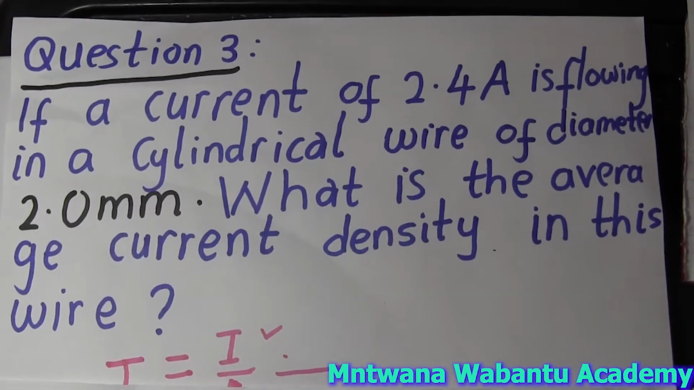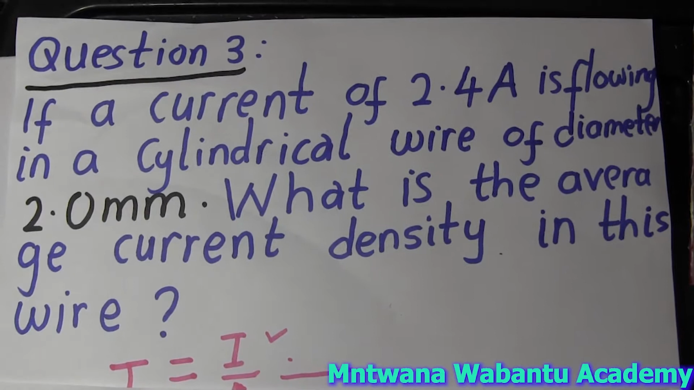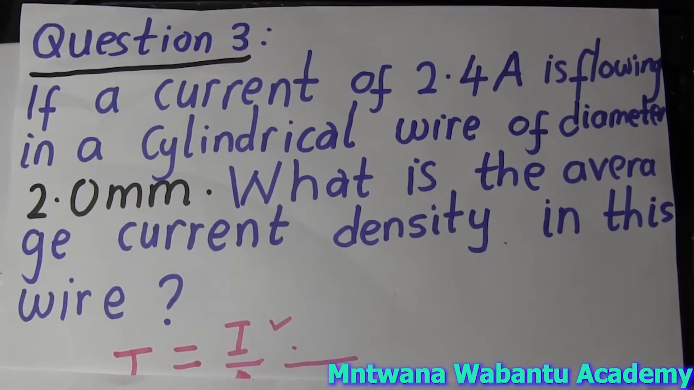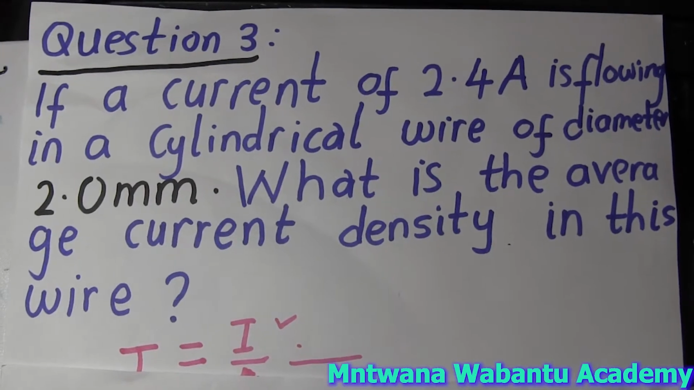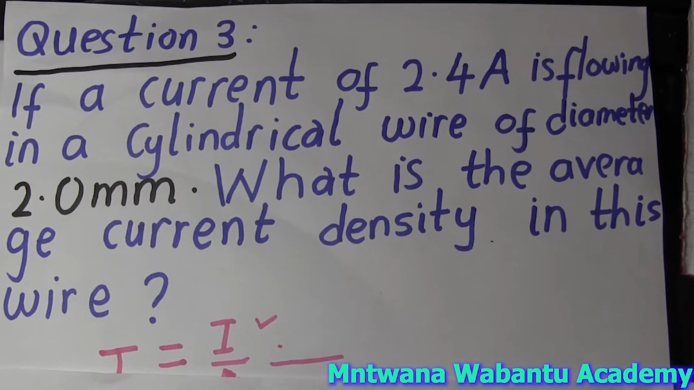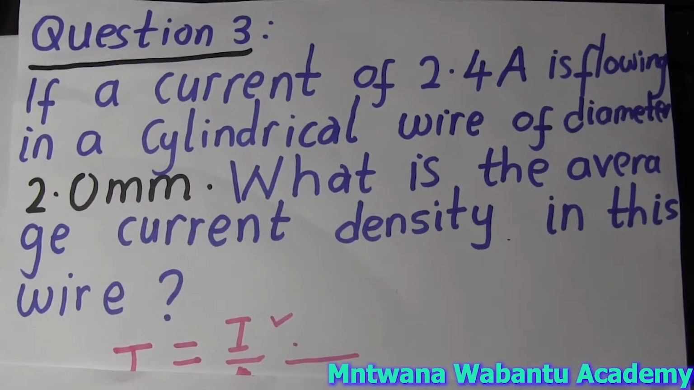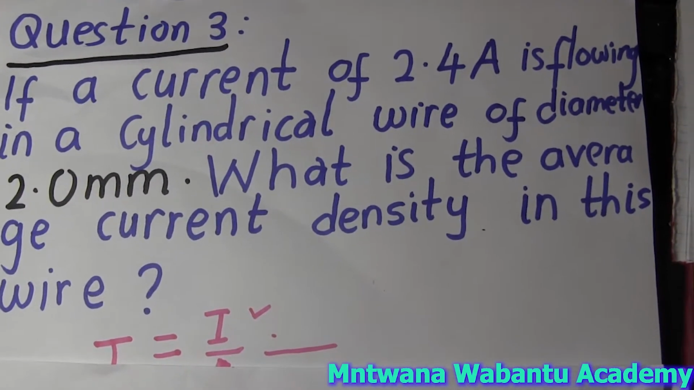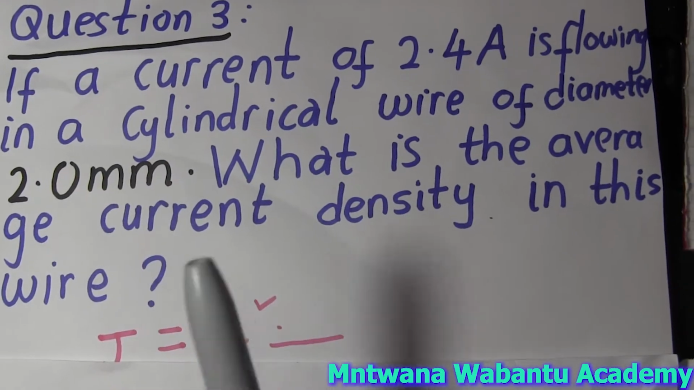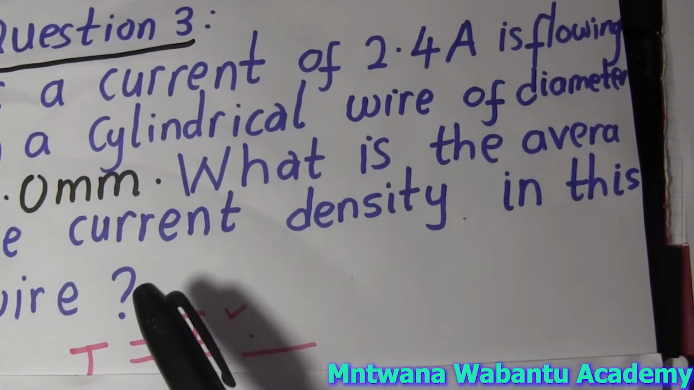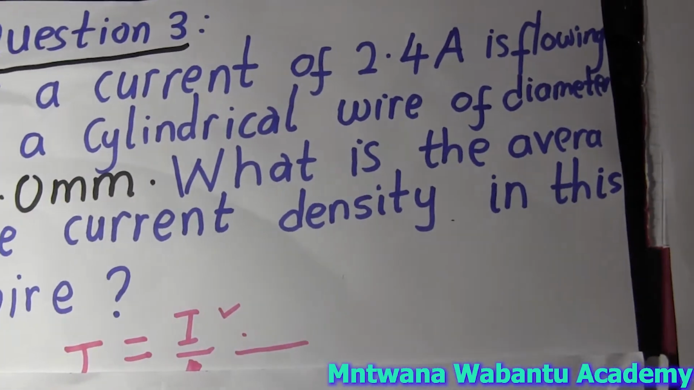So we have a question right here. They say if a current of 2.4 ampere is flowing in a cylindrical wire with a diameter. So we have a diameter, okay? But we know whenever we deal with a cross-section area, we don't need diameter. We need radius. So we're going to change that one to radius. And also you have to change this millimeter to meter. Now let's say, what is the average current density in this wire?